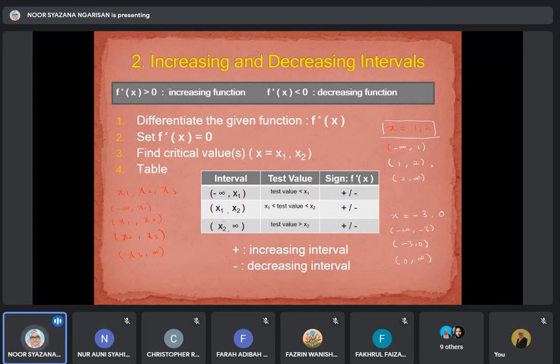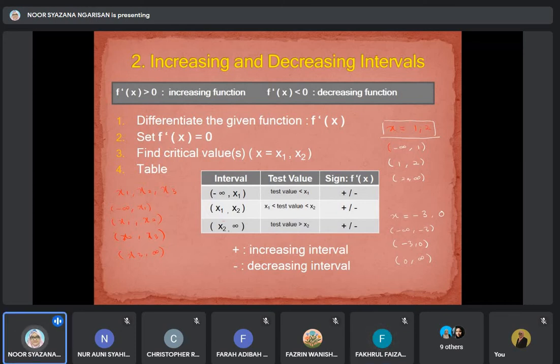Give me one test value. One suitable test value for this interval. 1.5. 0. Boleh 0 tak? Daripada 1 sampai 2, boleh 0 ke tak boleh 0? Cannot. Because the value must be within 1 and 2. Nilai dia mesti di antara 1 dan 2. Siapa yang kita boleh pilih? 1.5. Okay, very good. 1.5.